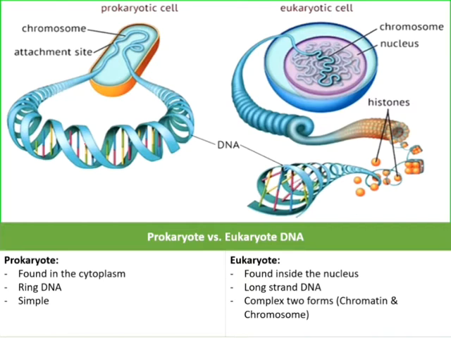The DNA is simpler in the prokaryotic cell than in the eukaryotic cell. It's a ring shape, while it's a long strand of DNA in the eukaryotic cell. The eukaryotic cell has two complex forms of DNA. One is the chromatin and the other one is the chromosomes. Chromosomes are the condensed shape of the chromatin.